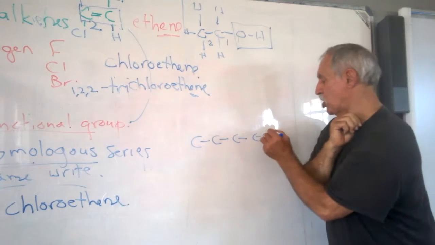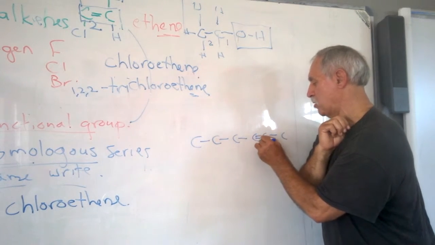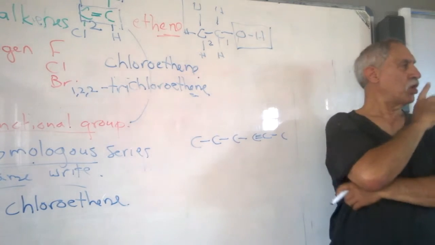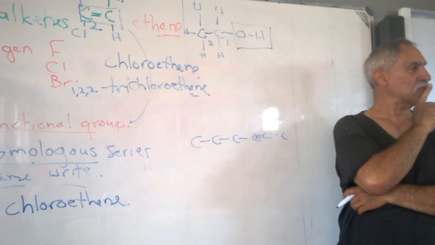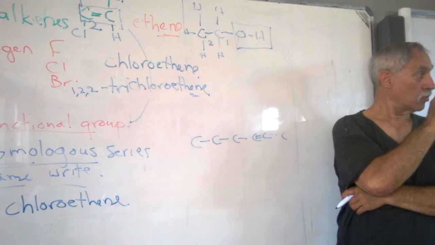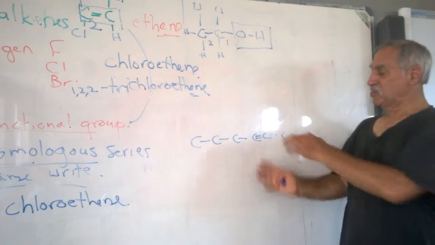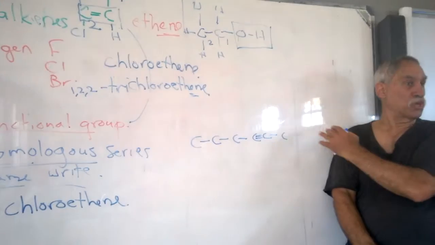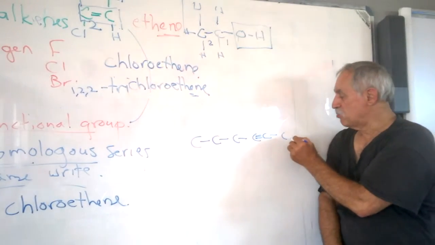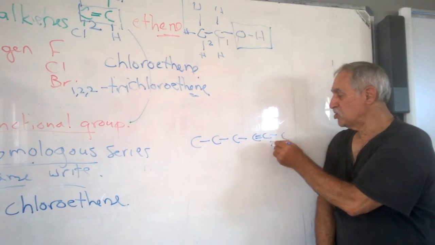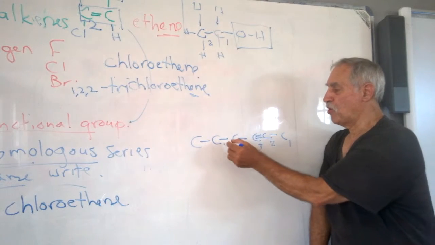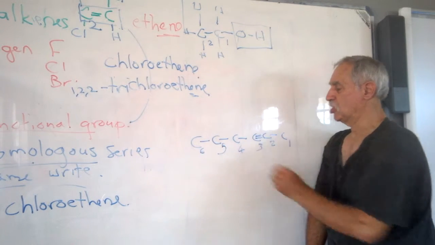What if I do this though? I put a double bond there. Now it's no longer hexane, it's hexene. Where's the functional group closest to? Which side? The right. So we number it 1, 2, 3, 4, 5, 6.